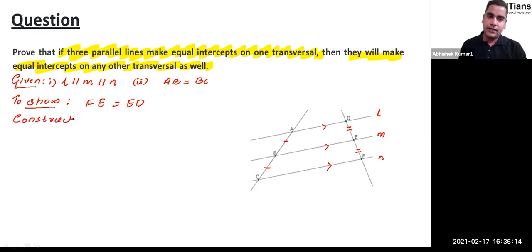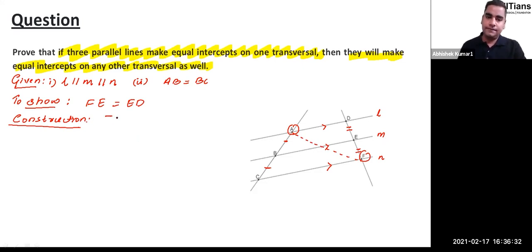Here we need to do one construction. And what is that construction? You can either join AF or you can join CD. That's entirely up to you. Let me join AF. And whenever you do any construction, it is always better to use a dotted line to show that this is the construction from your side.